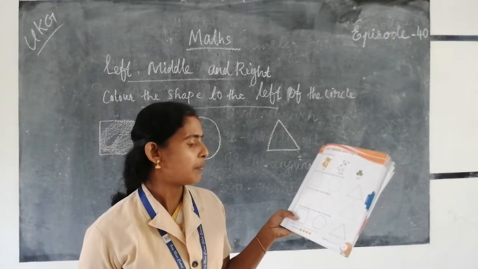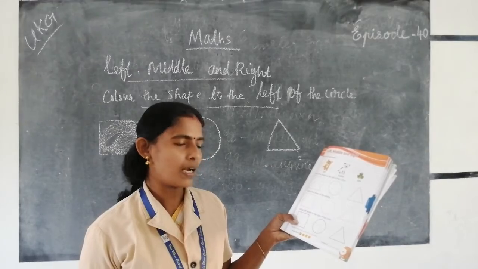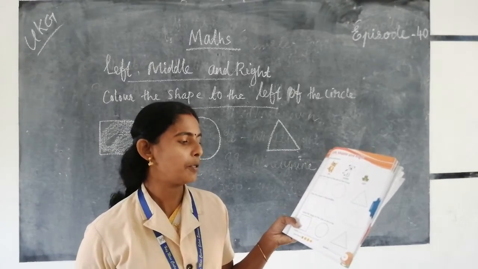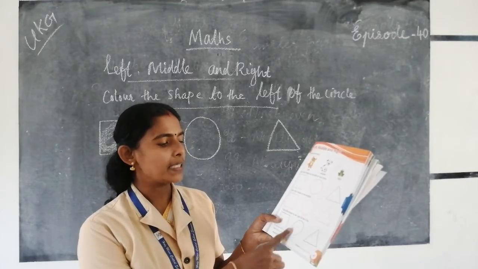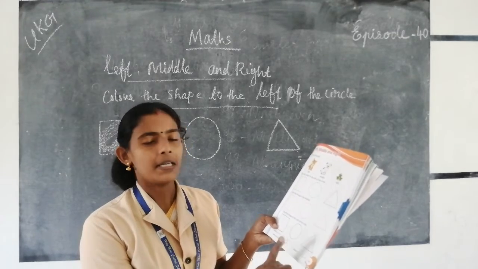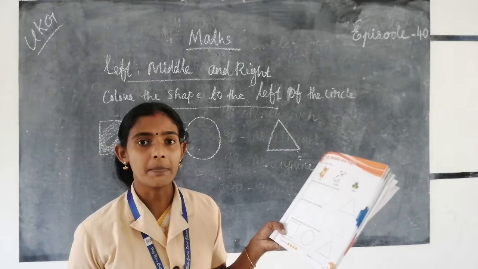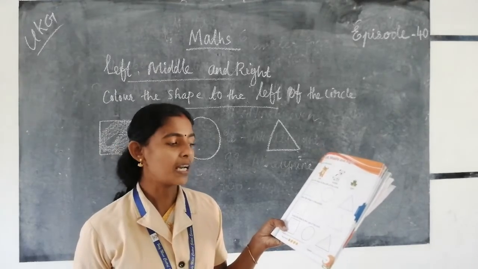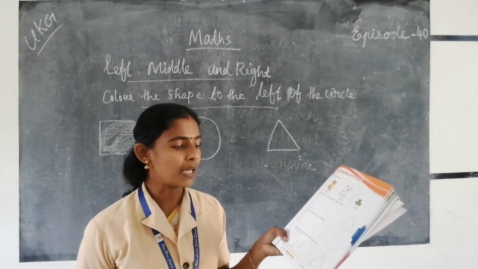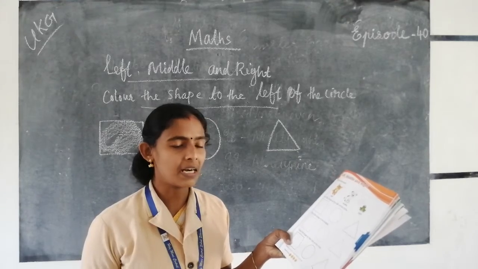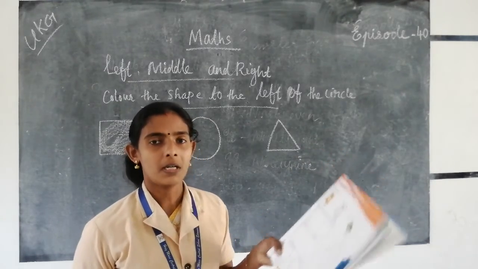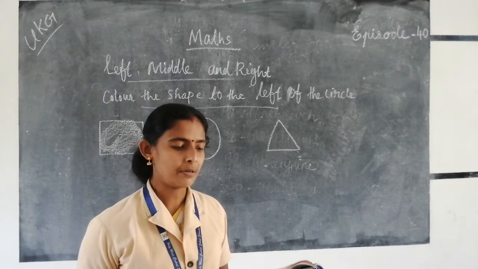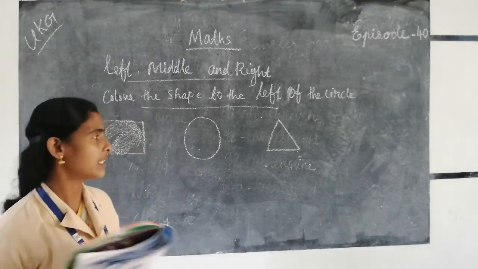Next, color the shape to the right of the circle. First shape is square. Next, circle. Third shape is triangle. What is that? Color the shape to the right of the circle. Right side is the triangle. So you have to color the triangle. Can you understand? Left, middle and right.